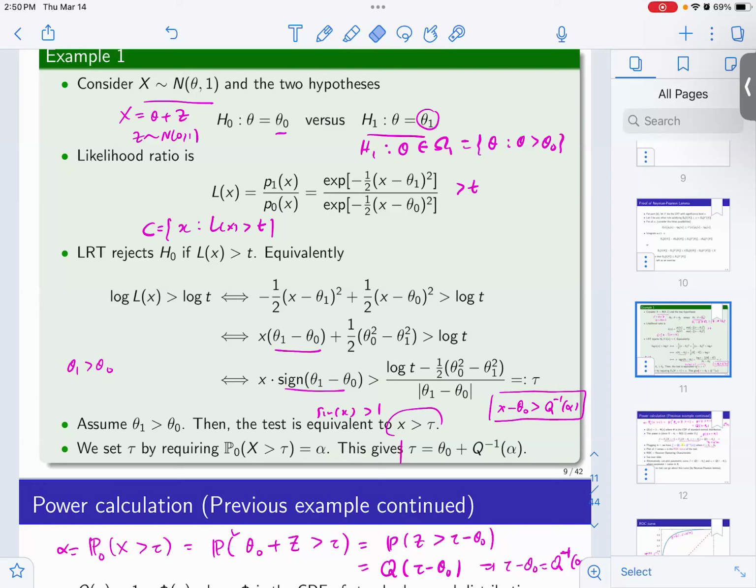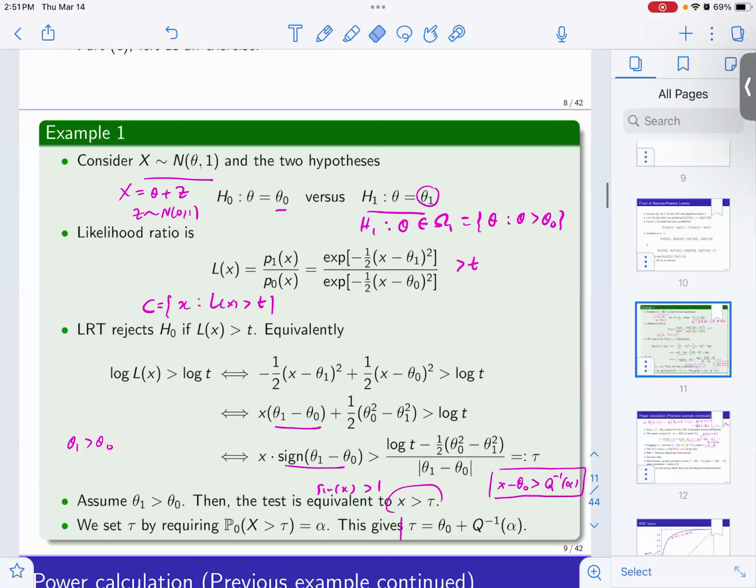So these are called one-sided tests: theta naught versus anything above, or theta naught versus anything below. So one-sided UMP tests exist in this case. But the question, for example, is: is there a two-sided UMP test? If we have a two-sided alternative, anything but theta naught, can we find a test which is uniformly most powerful against this hypothesis?